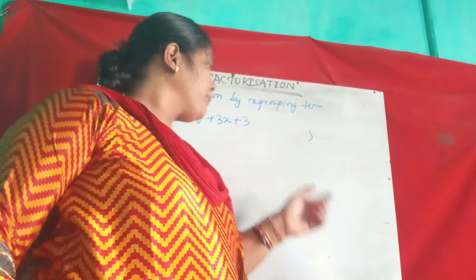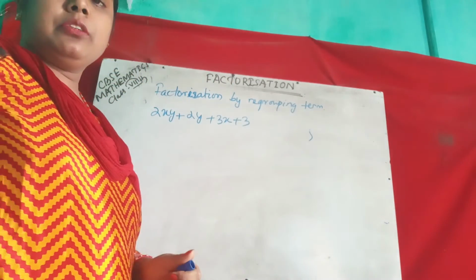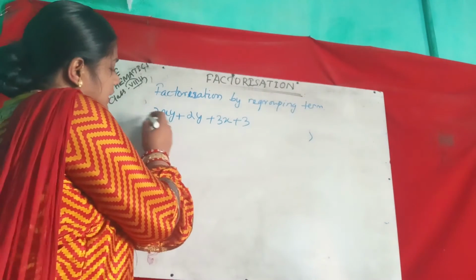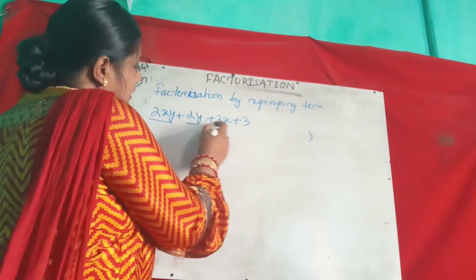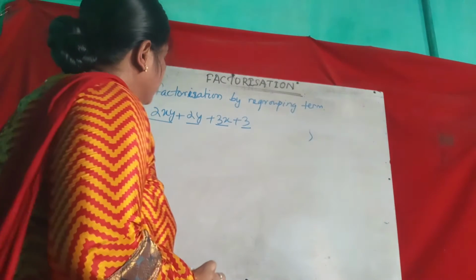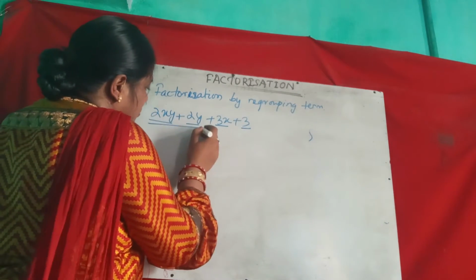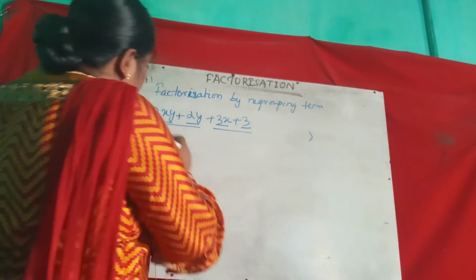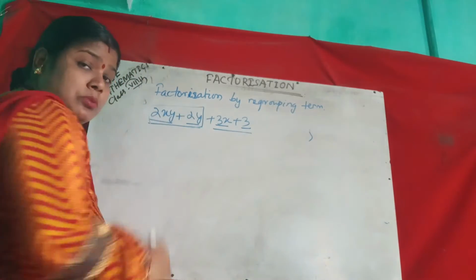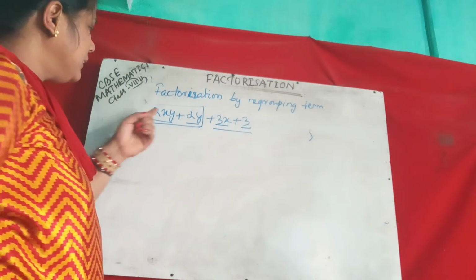Factorization by regrouping terms. Here is given one expression: 2xy + 2y + 3x + 3. So we just take the first two terms. What is common in these two terms? Here 2 is present, here 2 is present, and y.